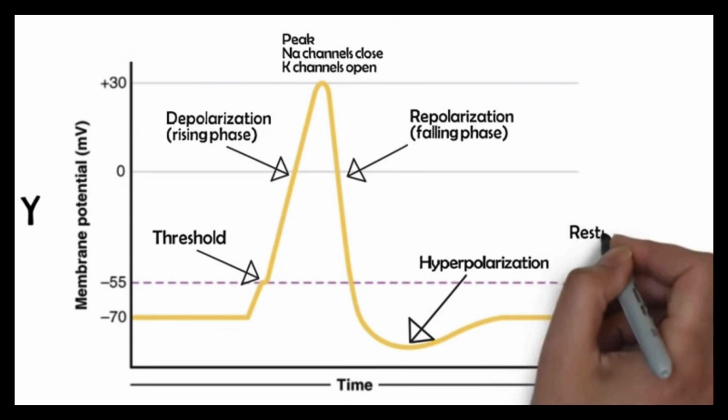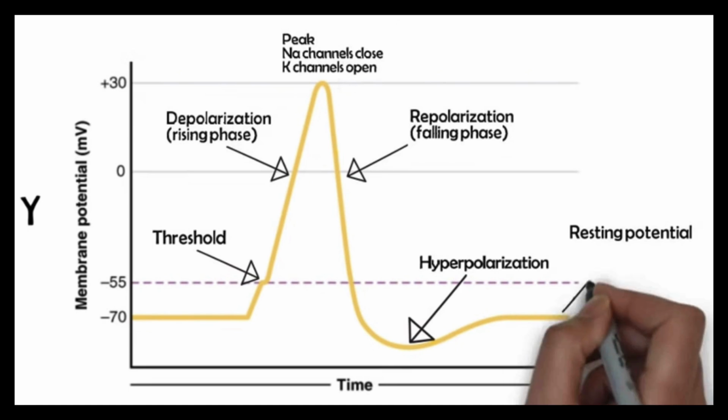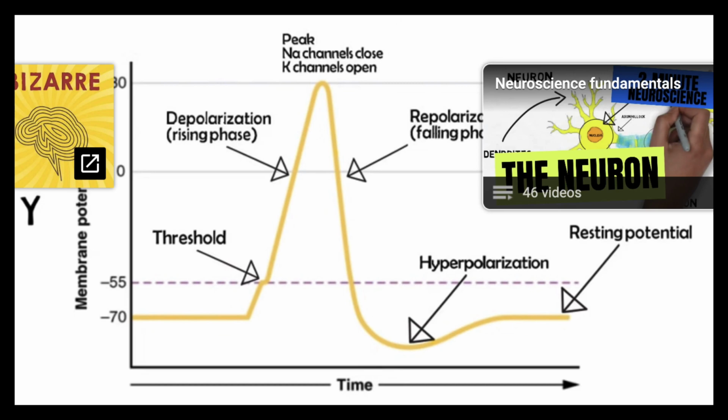Eventually, the potassium channels close and the membrane returns to resting membrane potential, ready to be activated again. The signal generated by the action potential travels down the neuron and can cause release of neurotransmitter at the axon terminals to pass the signal to the next neuron.